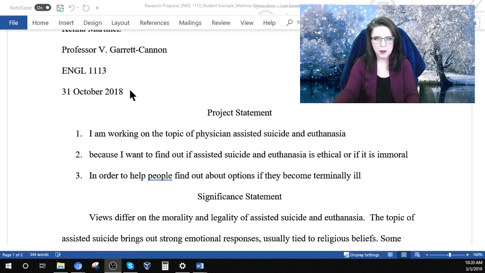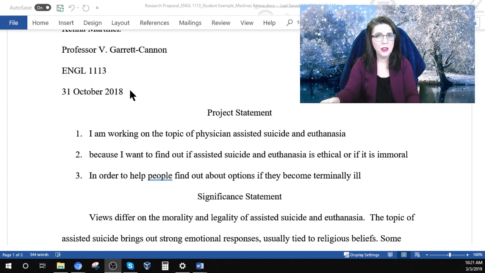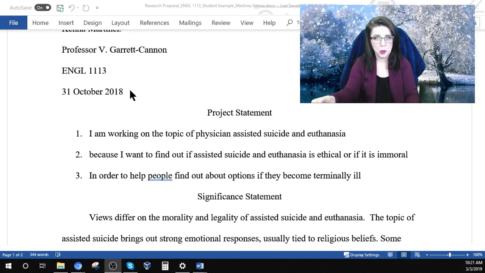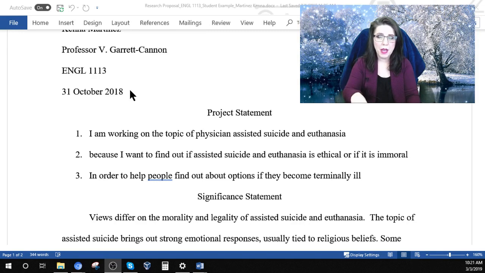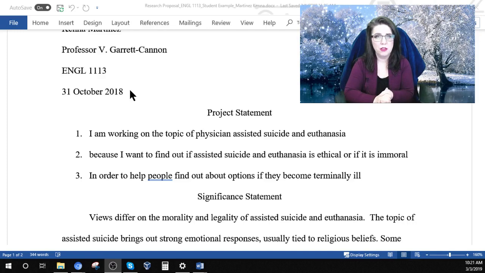So let's read this. I am working on the topic of physician-assisted suicide and euthanasia because I want to find out if assisted suicide and euthanasia is ethical or if it is immoral, in order to help people find out about options if they become terminally ill. Now, right off the bat, this is already an argumentative topic because she says she wants to determine if it's ethical and if it's immoral. Those two words right there make this an argumentative topic, not an informational topic.